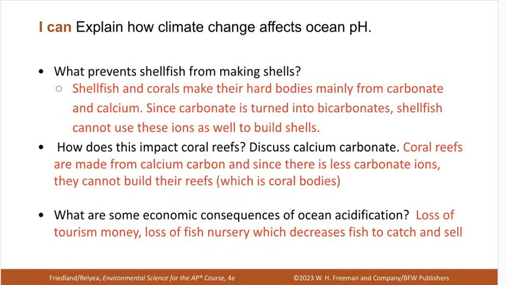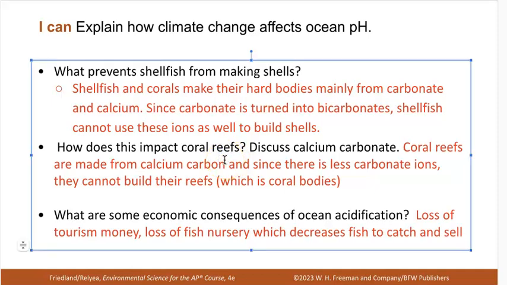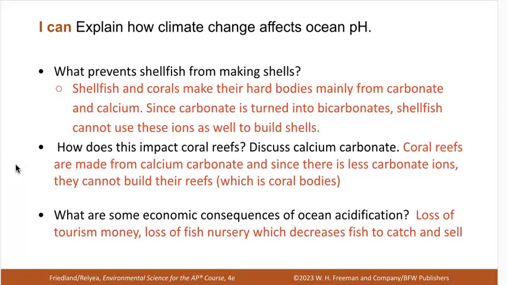What prevents shellfish from making their shells? Shellfish and corals make their hard bodies mainly from calcium carbonate, which is carbonate and calcium. Since carbonate is turned into bicarbonate, shellfish cannot use these ions as well to build their shells. How does this impact coral reefs? Coral reefs are made from calcium carbonate. Since there are fewer carbonate ions, they cannot build their reefs, which is really what their coral bodies are.